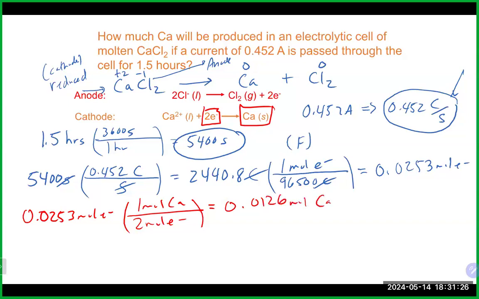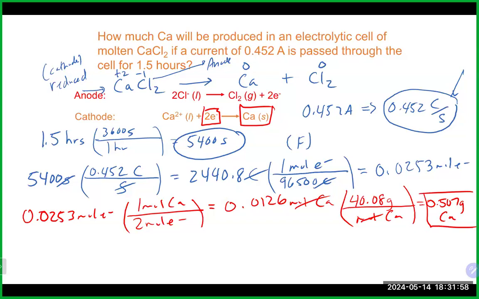Going to give us 0.0126 moles of calcium. And in this case, we're interested in how many grams. So we could use our molar mass from the periodic table, which is 40.08 grams per mole of calcium. Moles are going to cancel. And we'll call it 0.507 grams of calcium. So if we ran this for 1.5 hours, we should get about a half a gram of calcium basically coming off. Any questions on that there?